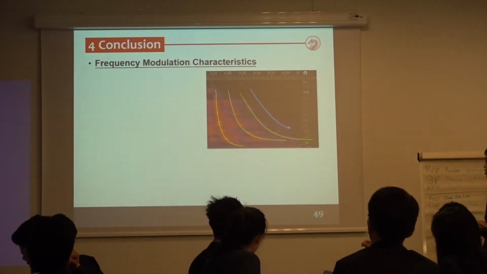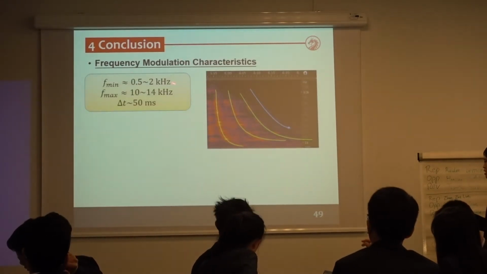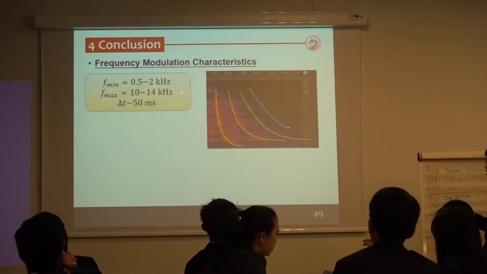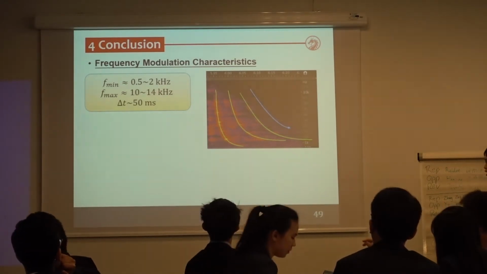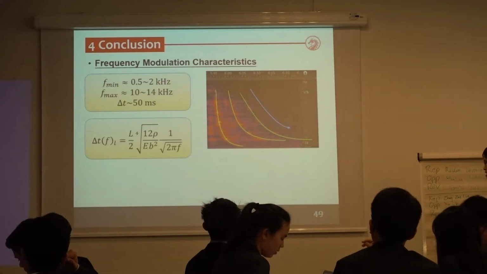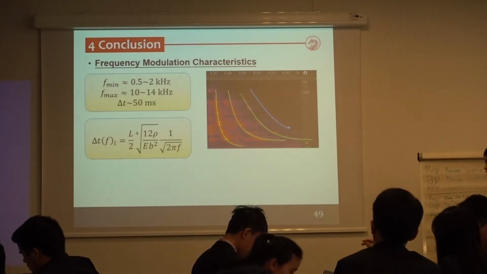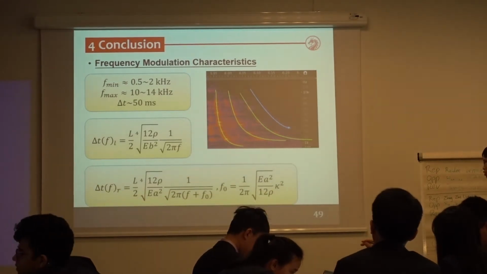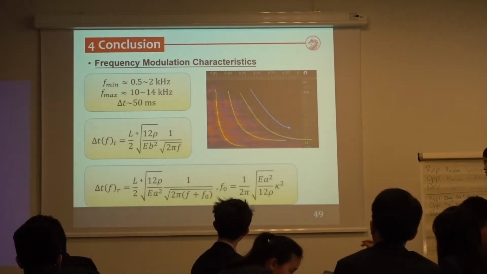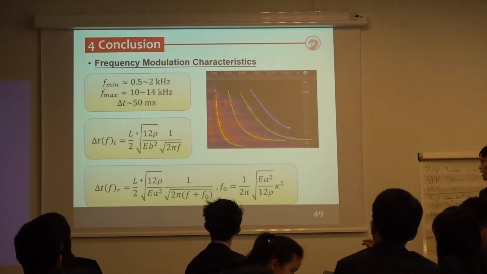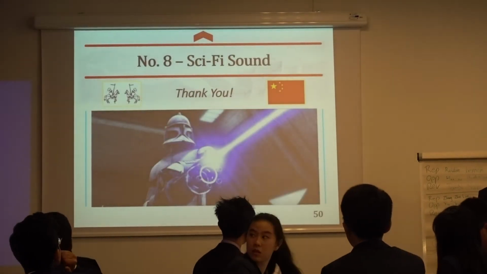And for the frequency modulation characteristics, the minimum frequency is around this range, the maximum frequency is in this range, and the delta t is about 50 milliseconds. And when the slinky is under longitudinal tapping, the delta t as a function of f is this, and when it is radially vibrating, the delta t as a function of f can be written in this formula. Thank you.